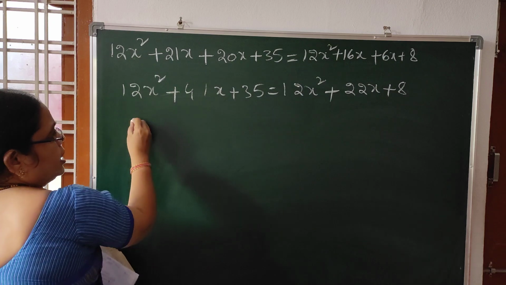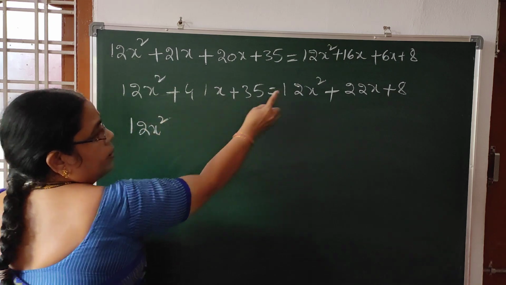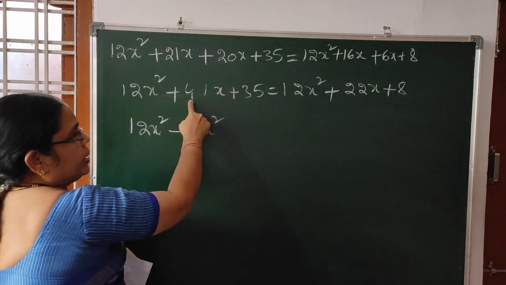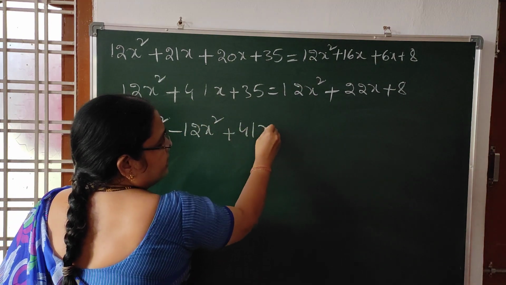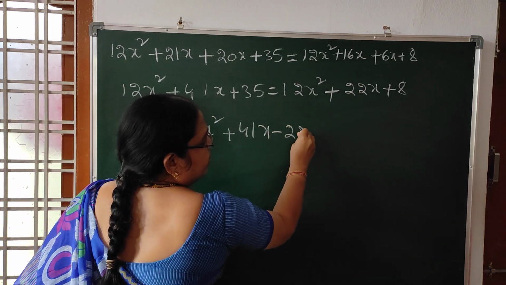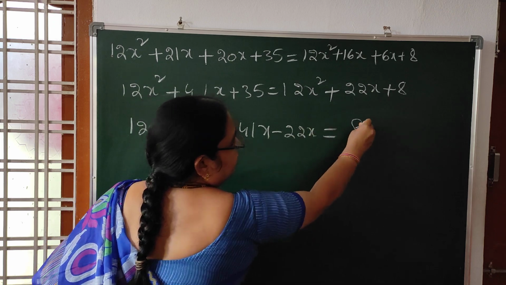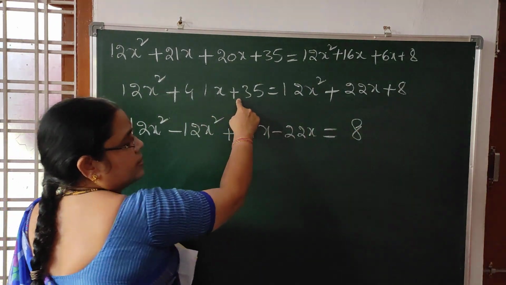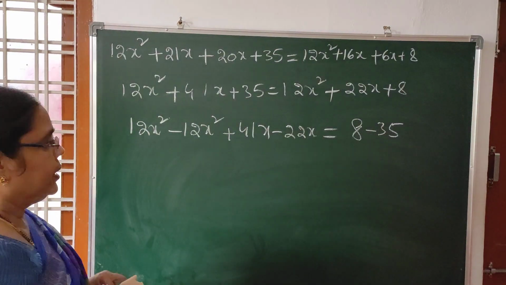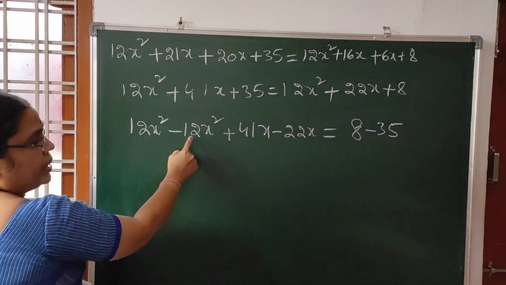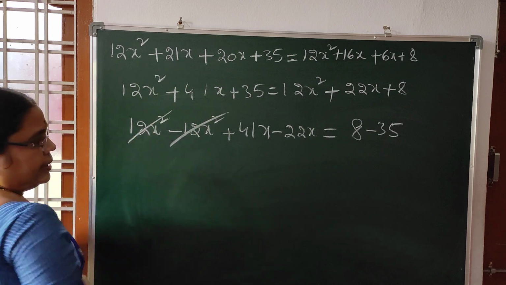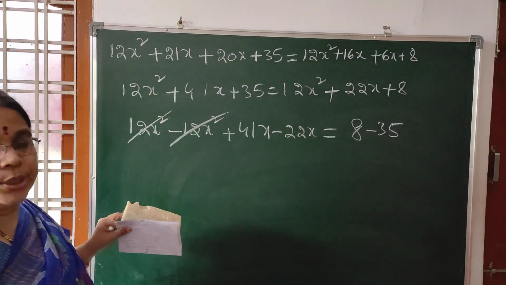So now transpose 12x square. This is coming, so this becomes minus 12x square. Here plus 41x, from RHS it is coming, so this becomes minus 22x, is equal to, in RHS you have 8 plus 35 going to the right side, becomes minus 35. So this is plus 12x square minus 12x square. 12 minus 12 becomes 0. So you can cancel like this. This whole term becomes 0.